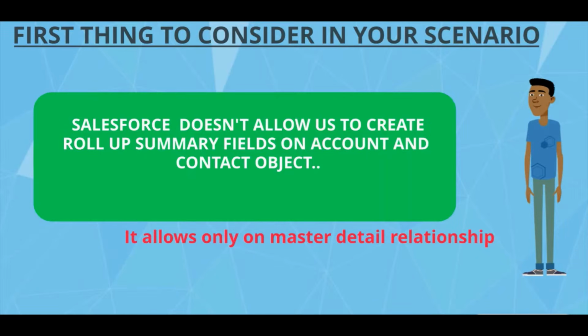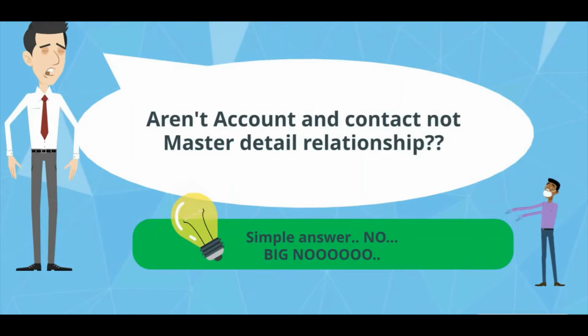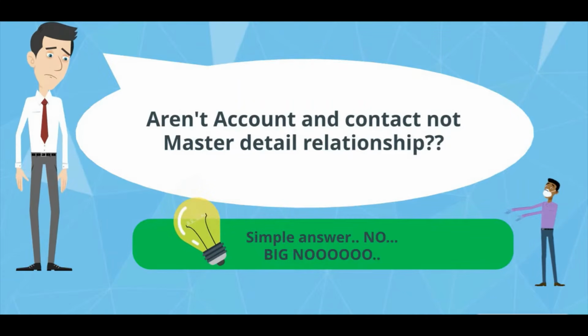Like we have discussed, rollup summaries can be created on an object where object A and object B are connected with a master detail relationship. Aren't account and contact a master detail relationship? Simple answer is no, a big no. This is basically an interview question. Account and contact are not a master detail relationship.